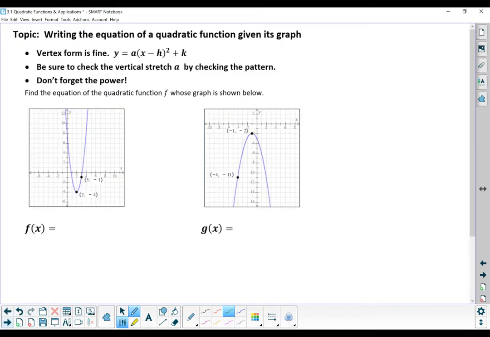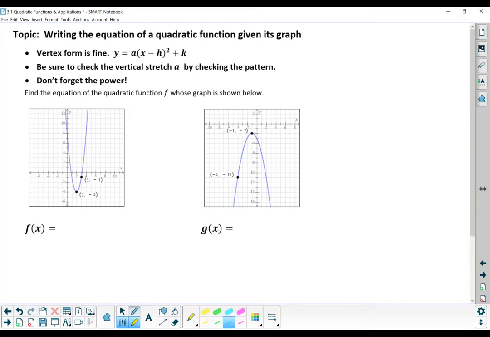Okay, so now we're going to do that backwards. If I have a graph shown to you, can you write the equation of that function? So vertex form is fine for this. So it's going to be in this form like this. Do be extra careful to not forget the vertical stretch. You can find the vertical stretch by checking the pattern. And also when you type these into ALEKS, don't forget the power of squaring. Without the power, it is going to mark it wrong. And that's a common error I see.